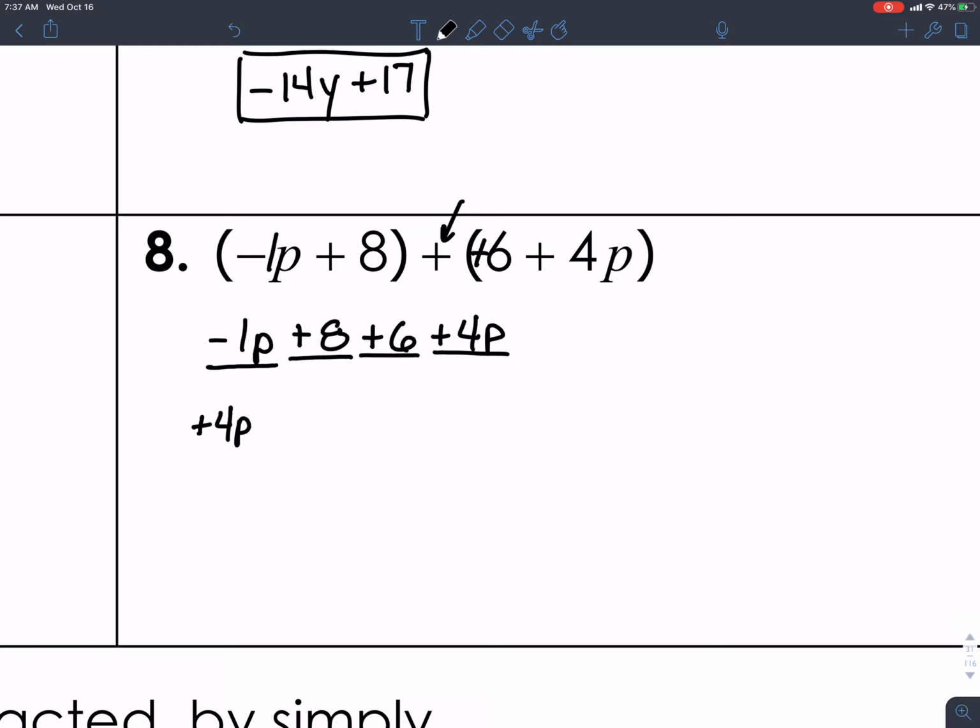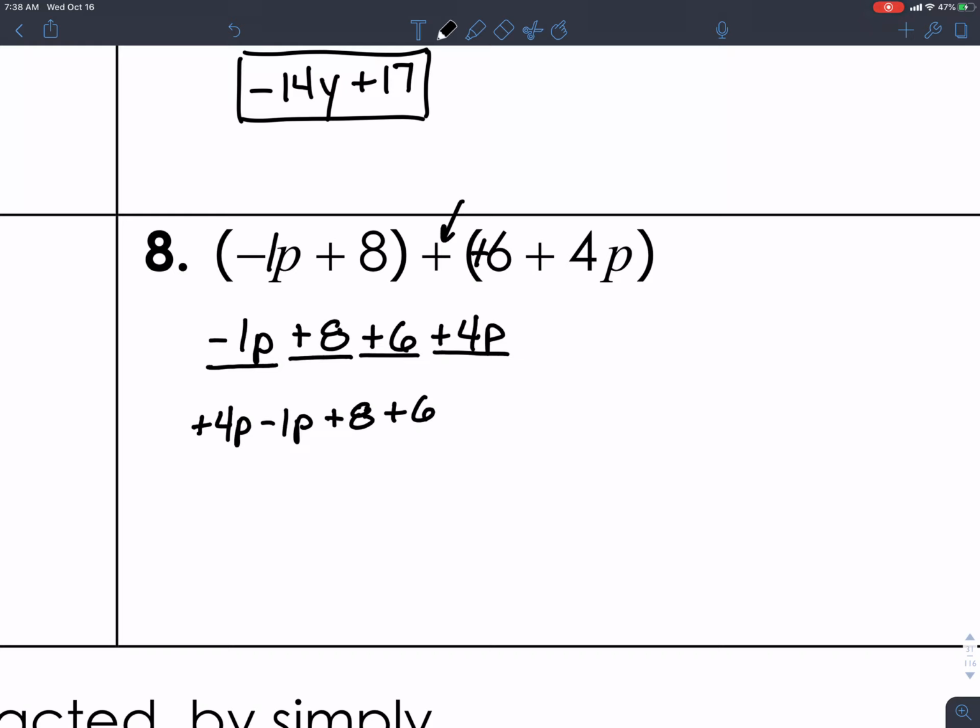It's not a big deal. You can do that. As long as you have the sign with the term, it can be moved. I'm doing it for a reason, and I'll show you in a second. All I did was move that 4p out front. Everything else stayed where it was.